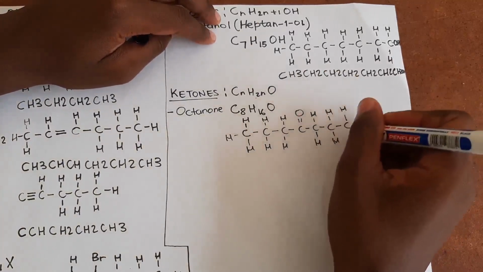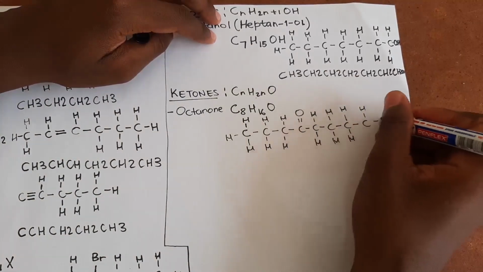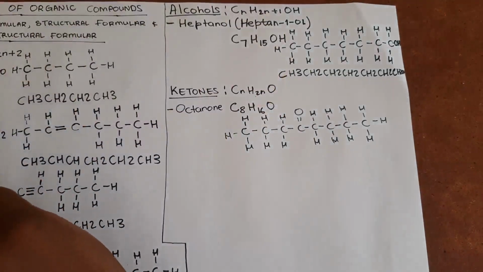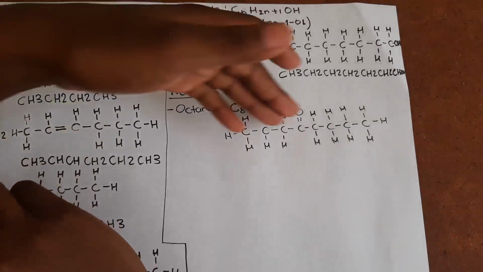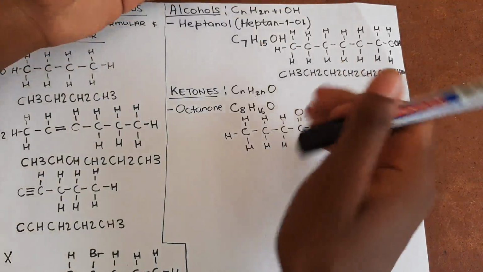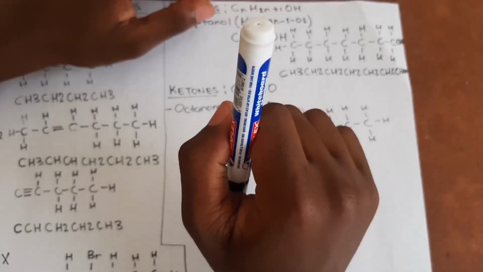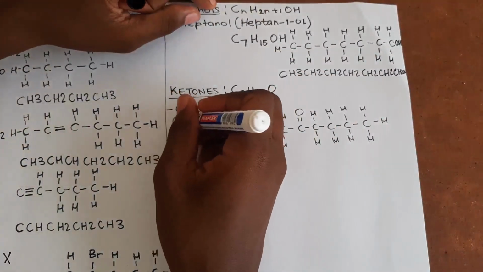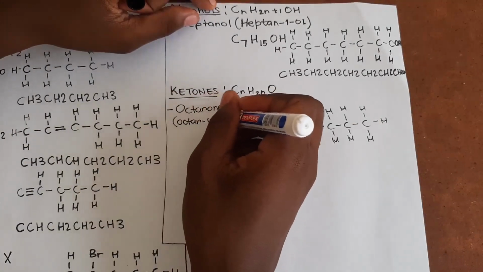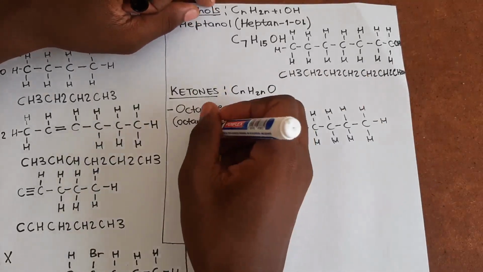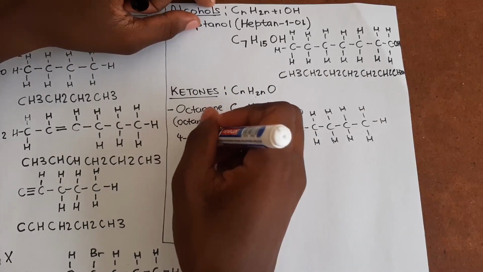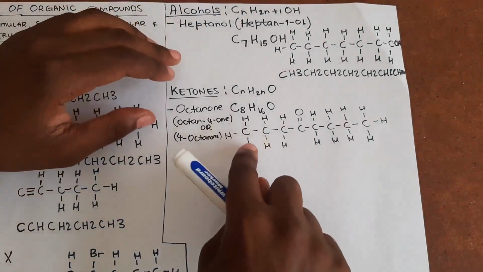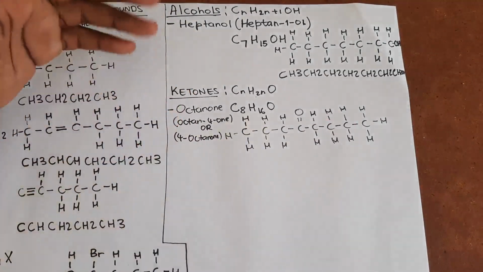I hope you can see that in ketones the O bond is in between, as I showed you. How many H atoms? This becomes octan-4-one, or 4-octanone, because the O bond is on the fourth C atom. I hope you get it, guys.